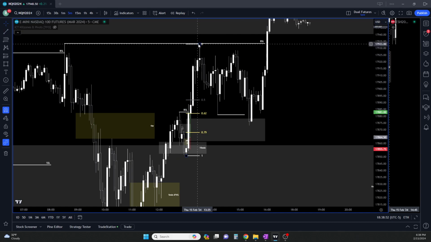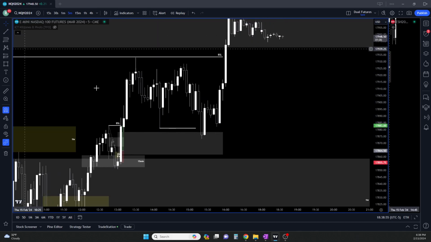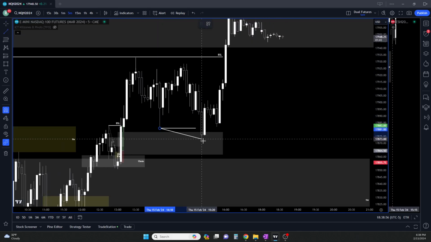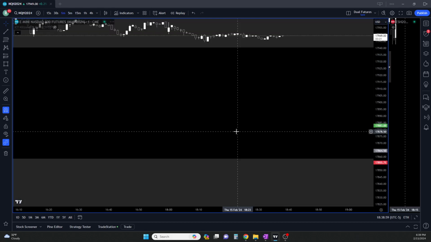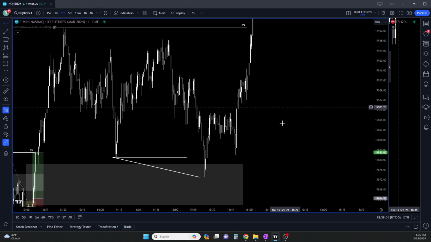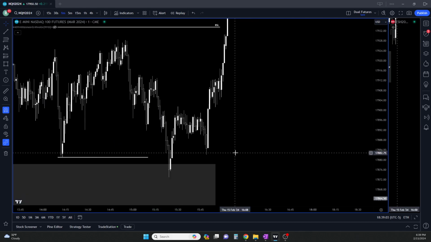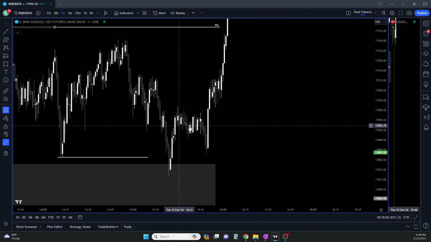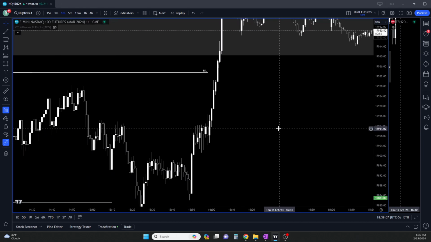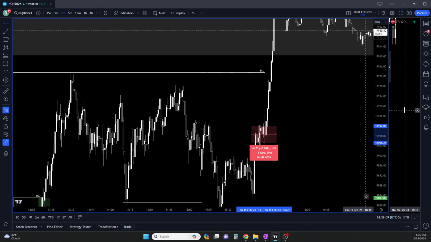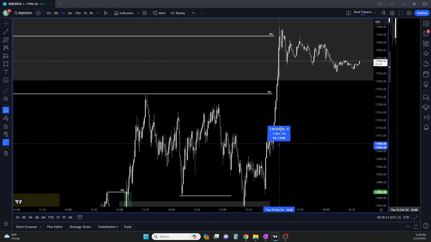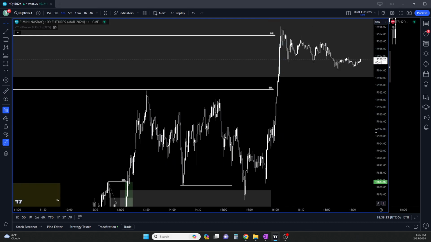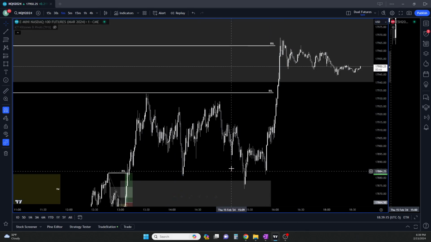Had this one final sweep. I'm pretty sure this was also an SMT, just like all day SMTs. And then starting to run to the upside, and then consolidating for a bit. Once market closed, we just completely ripped through all those buy side levels.